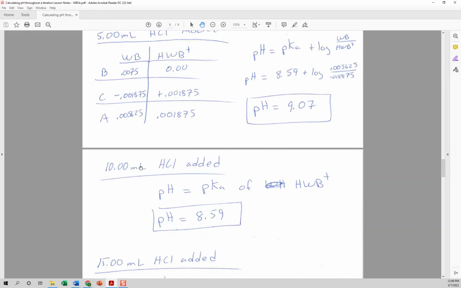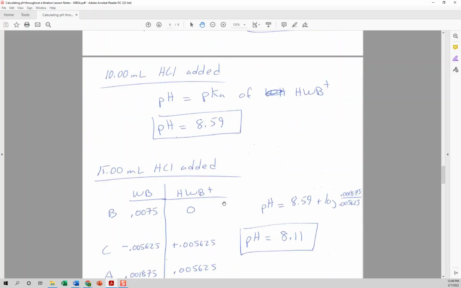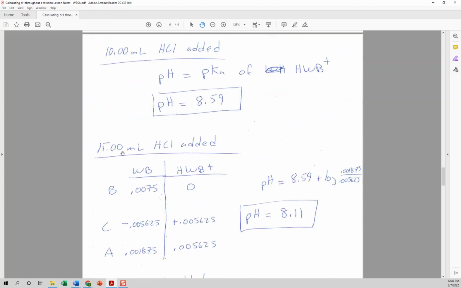Half equivalence point, right? We have equal amounts, so it would be pH equals pKa plus the log of 1, and the log of 1 is 0, so pH equals pKa, so we know pH equals 8.59. So 15 milliliters of HCl added.